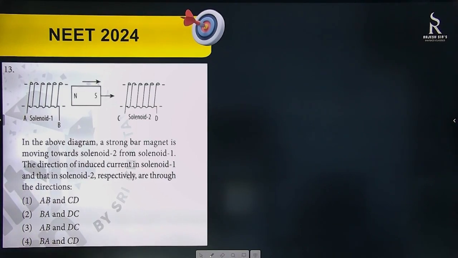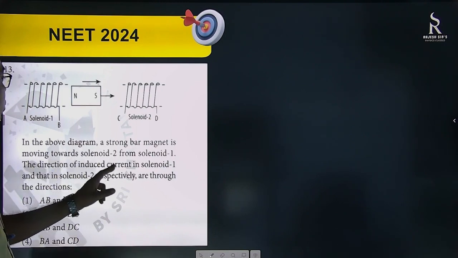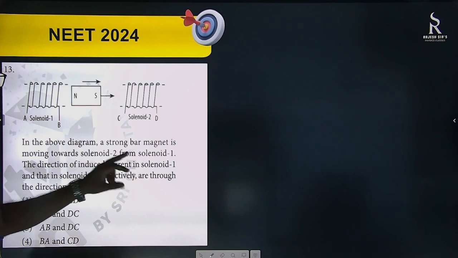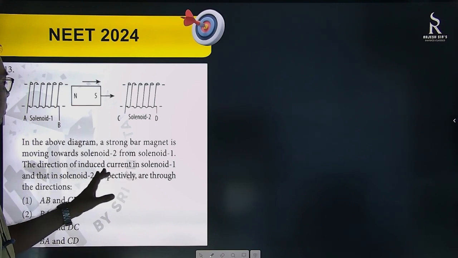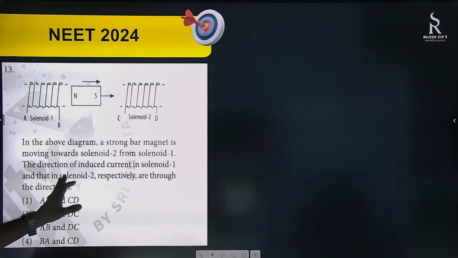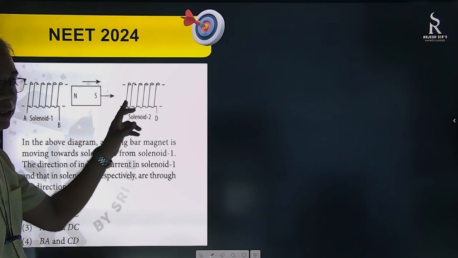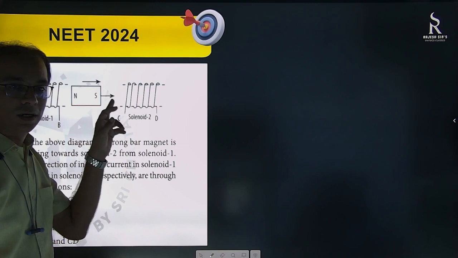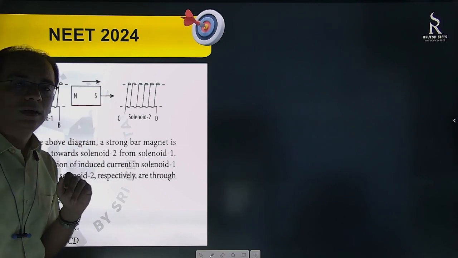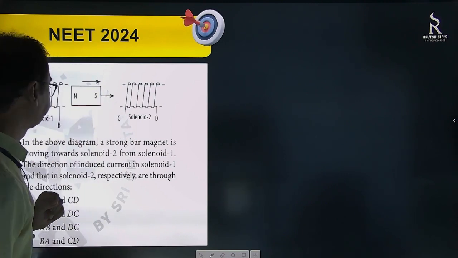See the next question now, question number 13. In the above diagram, a strong bar magnet is moving towards solenoid 2 from solenoid 1. The directions of induced current in solenoid 1 and in solenoid 2 respectively are through the directions. So here we have to find the direction of induced current, and here also we have to find the direction of induced current.